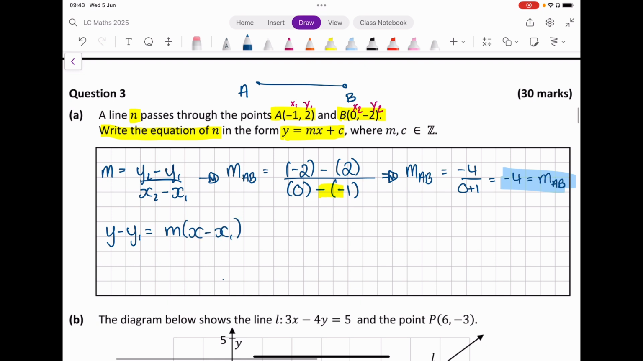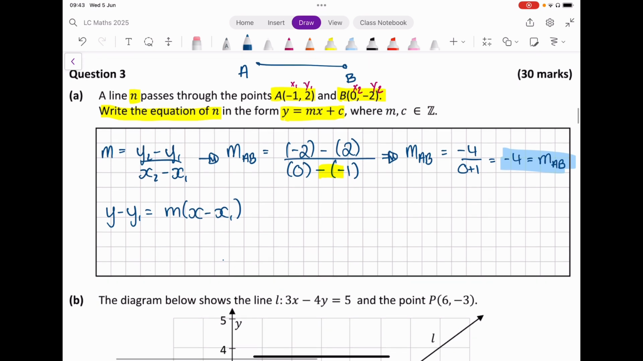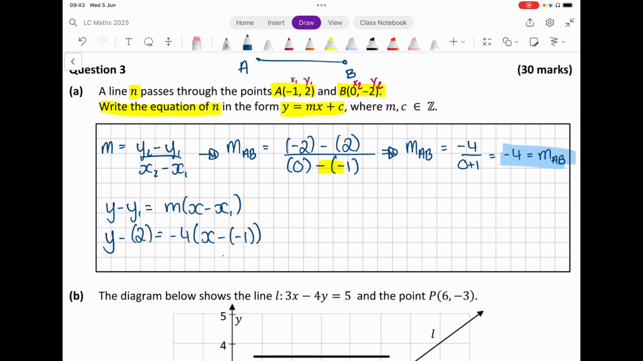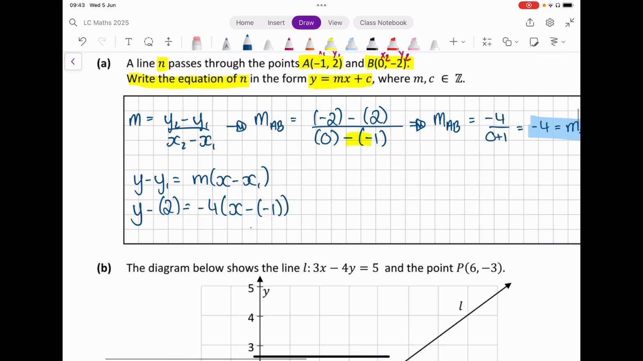And I'm going to do the exact same thing. I'm just going to sub into it. So y minus y1, in this case 2, is equal to minus 4, my slope, times x minus minus 1. Now, you would get the exact same answer here, guys, if you used the other point, x2, y2. So either of the points can be used. I've labeled A as x1, y1, so I'm just going to go with that.